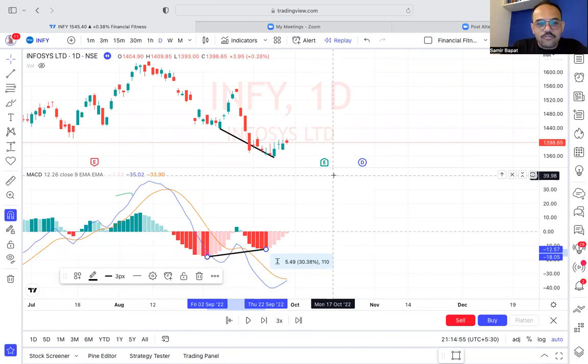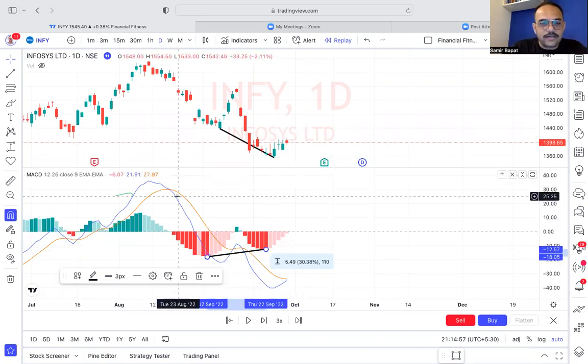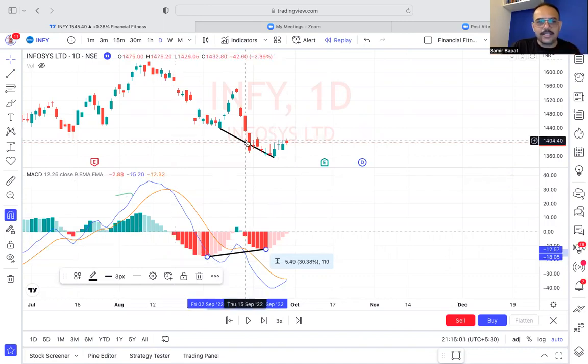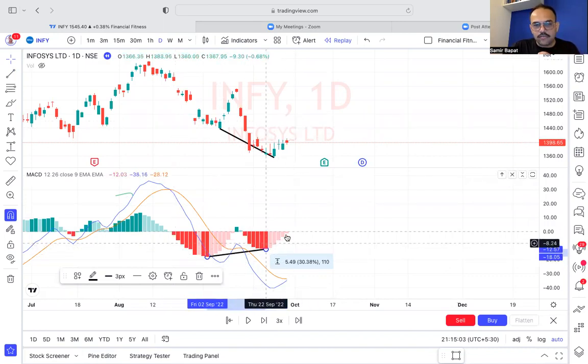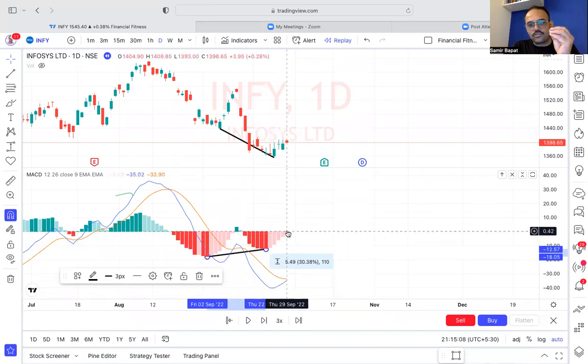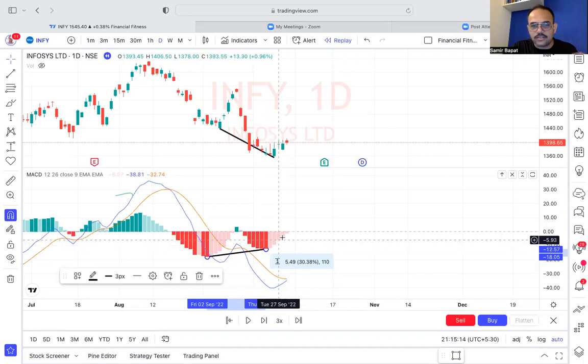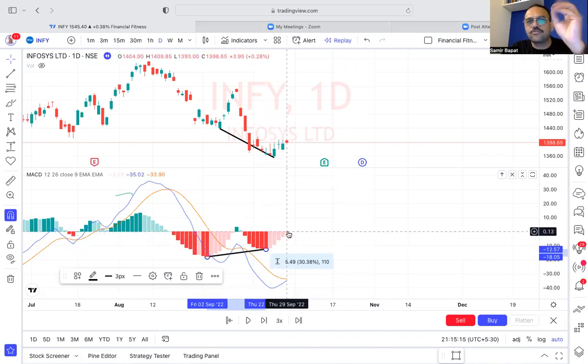Okay. Now, see, now here, one way of sure entry is whenever you see, now can you see that this histogram here has almost reached till the zero line? This is the zero line. The histogram, it has reduced and it has reached to zero, almost zero.